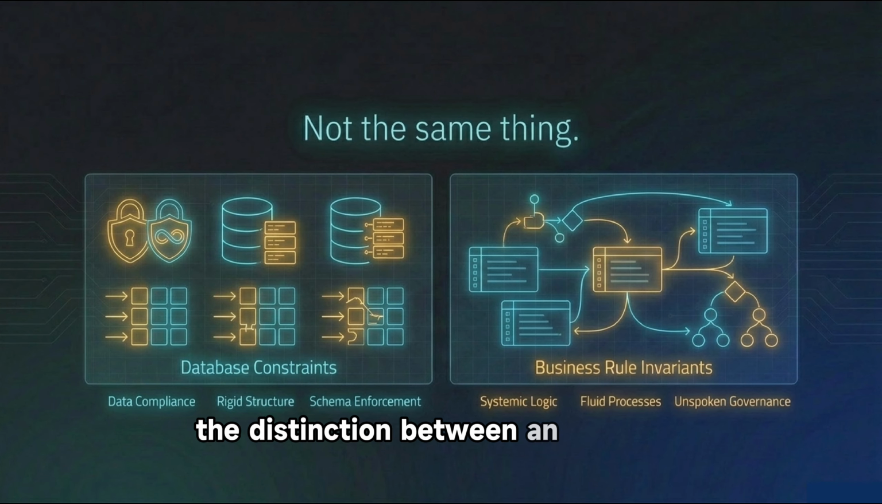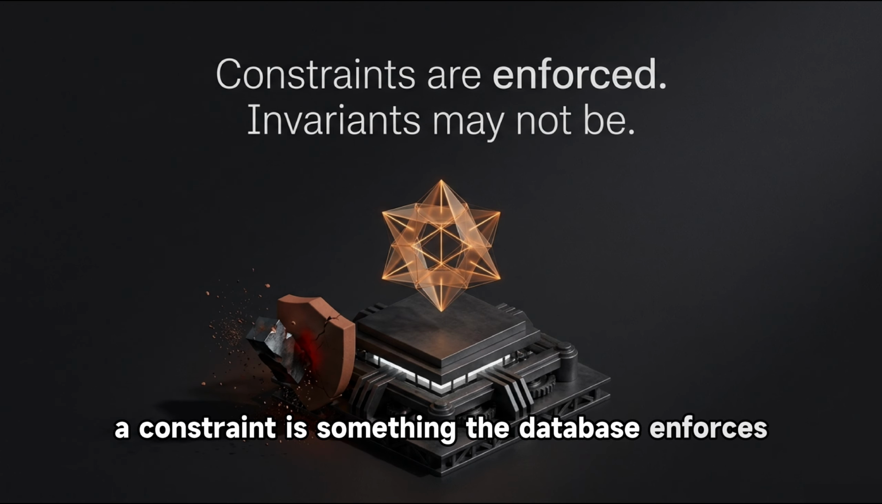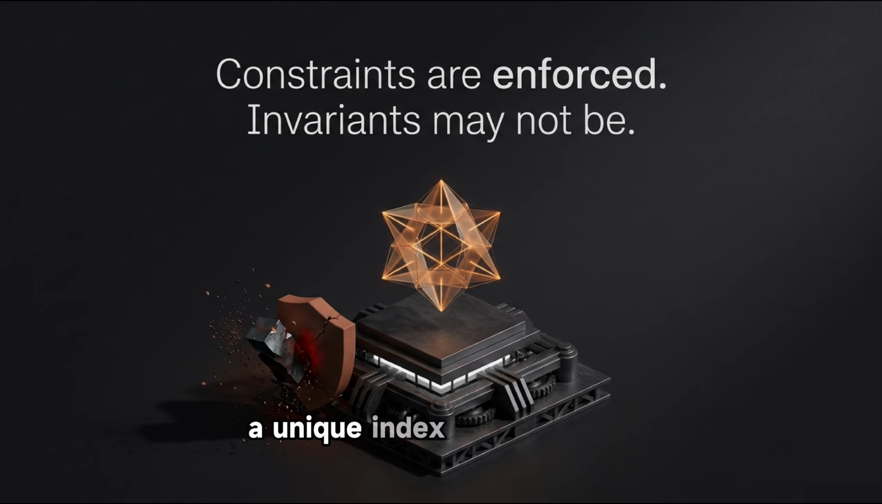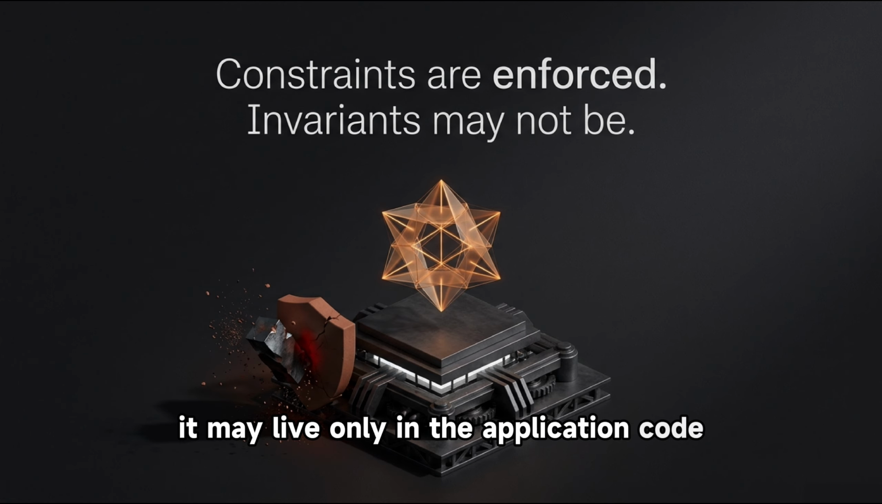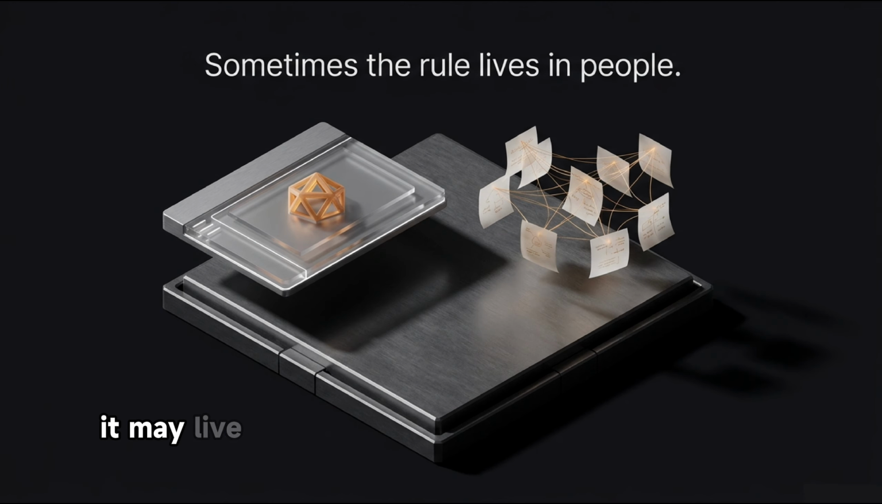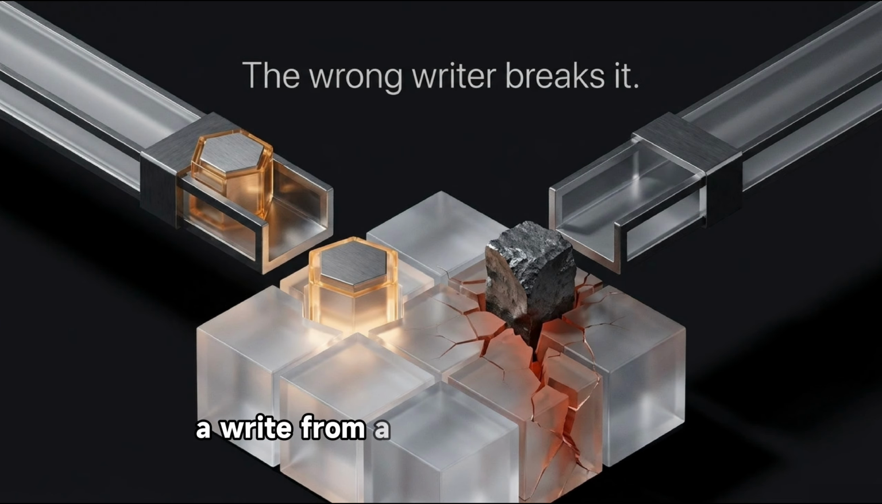The distinction between an invariant and a database constraint matters. A constraint is something the database enforces, a not null rule, a unique index, a foreign key. If a write violates a constraint, the database rejects it. An invariant may have no corresponding constraint. It may live only in the application code that was written when the rule was understood. It may live only in the knowledge of the engineers who designed the original system. And it will hold, reliably, invisibly, until something writes to the data without knowing the rule exists. That is the failure pattern, not a bug in a system that knows the invariant. A write from a system that does not.